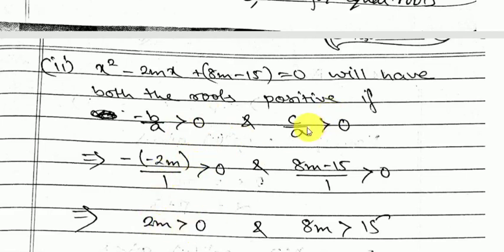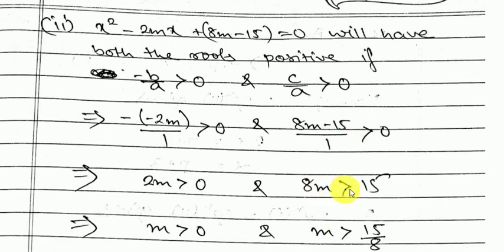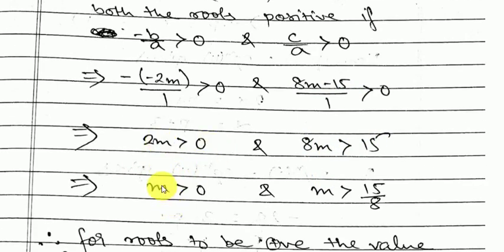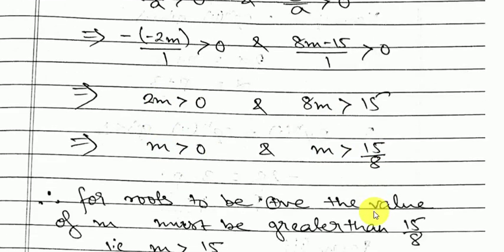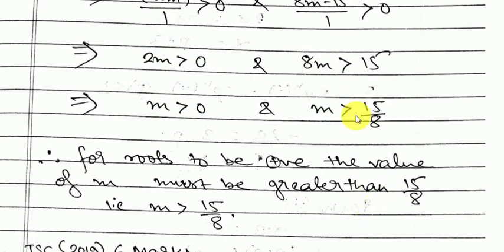And this side, c upon a greater than 0. Substitute. What is the value of c? 8m minus 15. A value is 1. So here we get 8m greater than 15. So 2m greater than 0 means m is greater than 0, and here m is greater than 15 upon 8. So I got m greater than 0 and m greater than 15 upon 8.